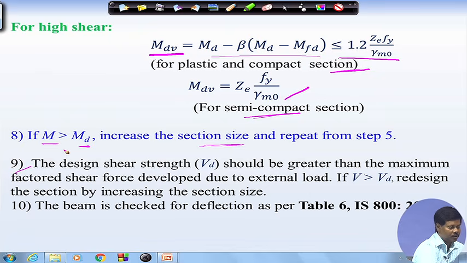So, if it is more, then fine, otherwise I have to repeat, and once it satisfies, then I will calculate the design shear strength Vd, and it should be greater than the maximum factored shear developed due to external load. So, maximum factored shear V has been already calculated, and the design shear strength should be greater than this. If this is fine, then we can go to the next step.